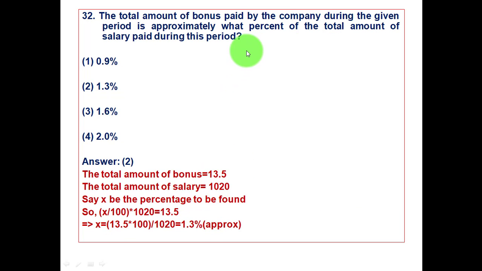We need to find what percent of the total amount of salary will be equivalent to this bonus. Let x be the percentage, then x percent of 1020 will be 13.5. That is x by 100 into 1020 is equal to 13.5. So x is equal to 13.5 into 100 divided by 1020, and that will be 1.3 approximately. You may find 1.32 like that. So that will be 1.3 percent, and that matches with option 2. Clear? If you still have doubt on this question, do ask me through a comment. I will respond to that.